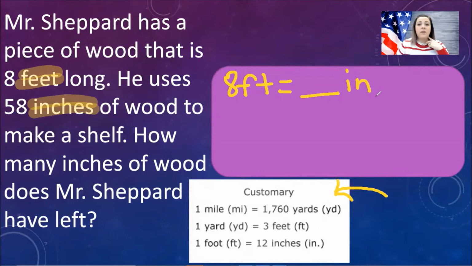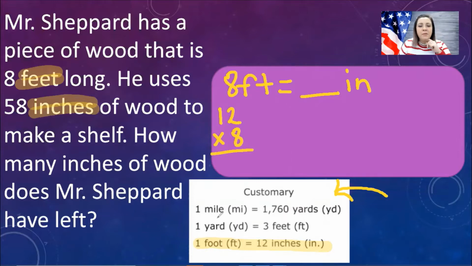Remember, we learned last week, if we're going from a larger unit to a smaller unit, we're going to multiply. We know that feet are larger than inches, so we're definitely going to have to multiply. Now think, what are we going to multiply? Well, if we come down here to our conversion chart, we can be reminded that in every foot, there are 12 inches. Very good. So that means we're going to multiply 12 times 8.